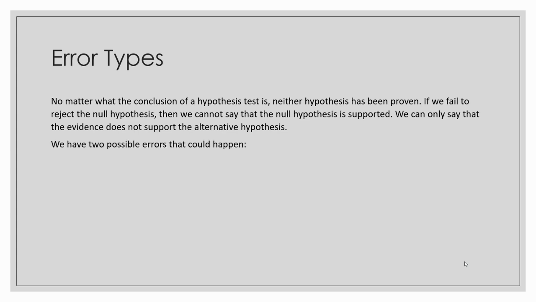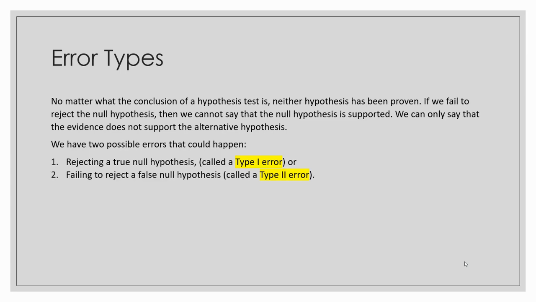Now, inadvertently, when we do a hypothesis test, we can make some errors. And I don't mean computational errors, but these are errors that just come up naturally because there is some chance that we may have made a mistake. And so the first mistake we can make is to reject a true null hypothesis. This is called a type 1 error. Remember that the wording here that's highlighted in yellow would be filled in the blank in your guided notes. The second error we can make is failing to reject a false null hypothesis. This is known as a type 2 error.